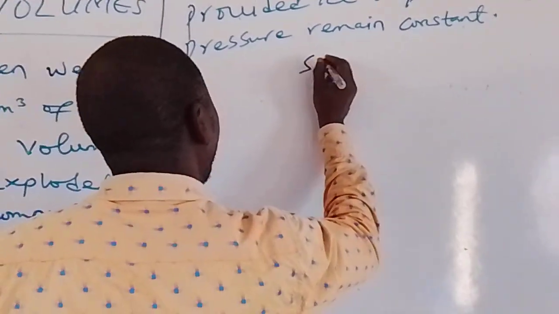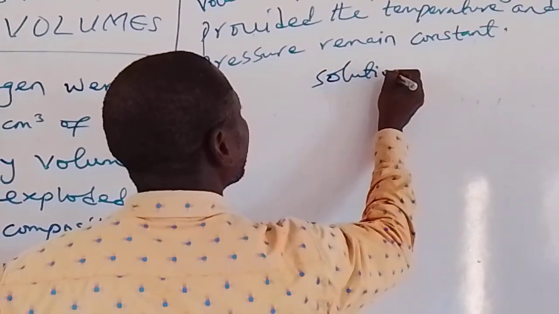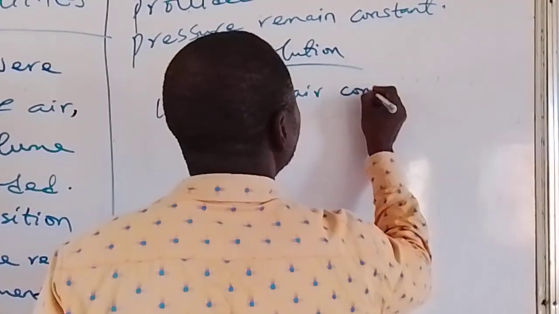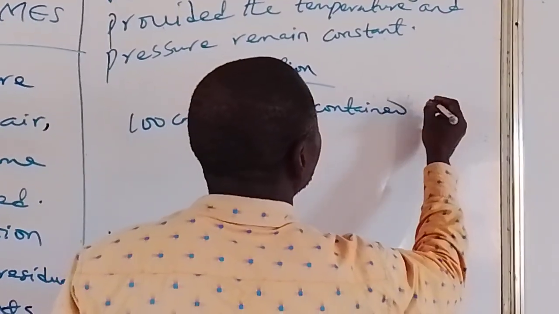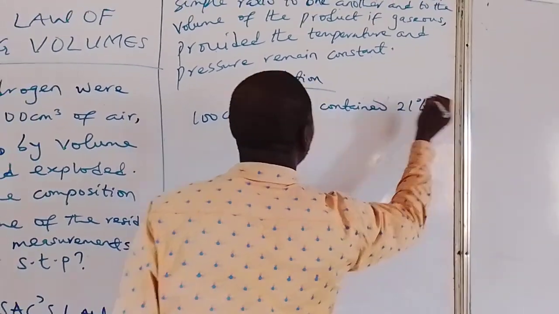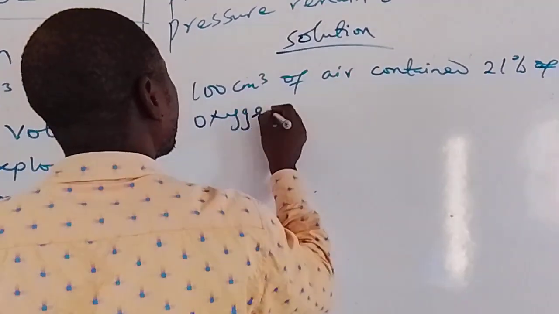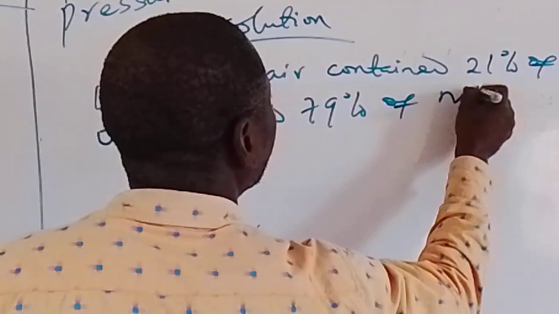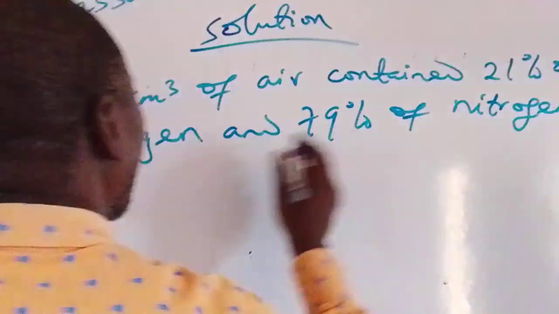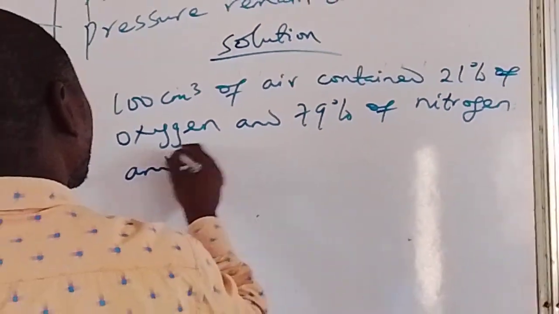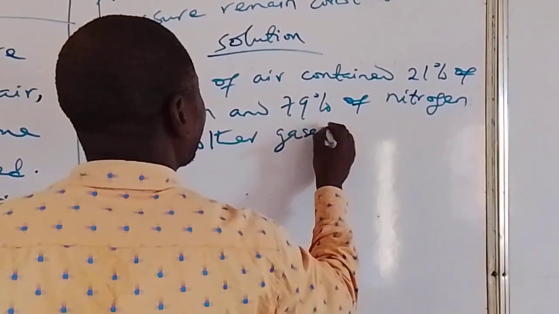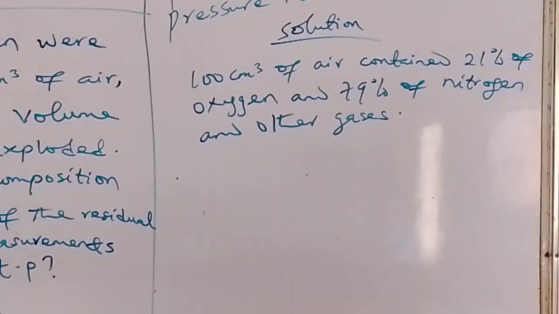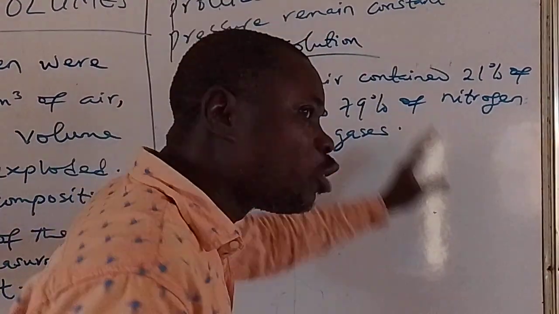Now, 100 cm cube of air contains 21% of oxygen and 79% of nitrogen and other noble gases. What we are going to do here is that the one that is useful in the calculation is that of oxygen. So the others will be treated as residual.